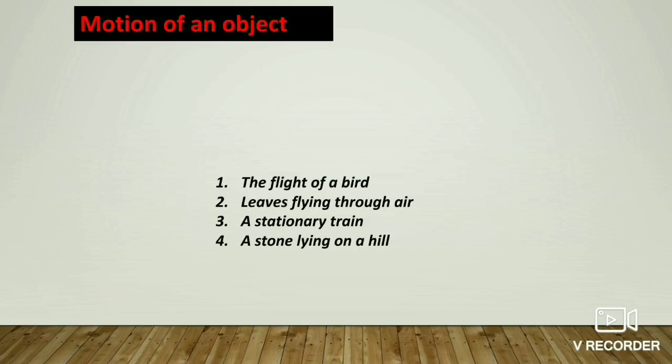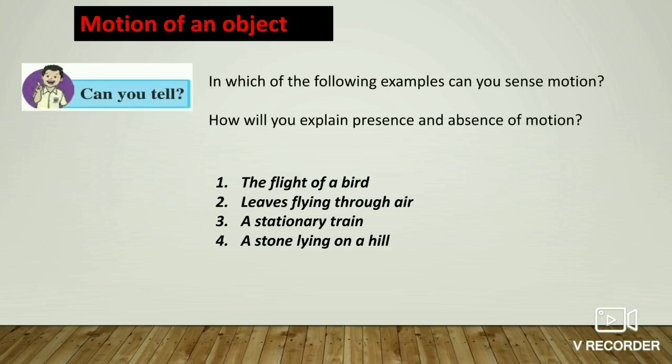First, the flight of a bird. Second, leaves flying through air. Third, a stationary train. Four, a stone lying on a hill. Can you tell in which of the examples you sense motion? How will we explain presence and absence of a motion?